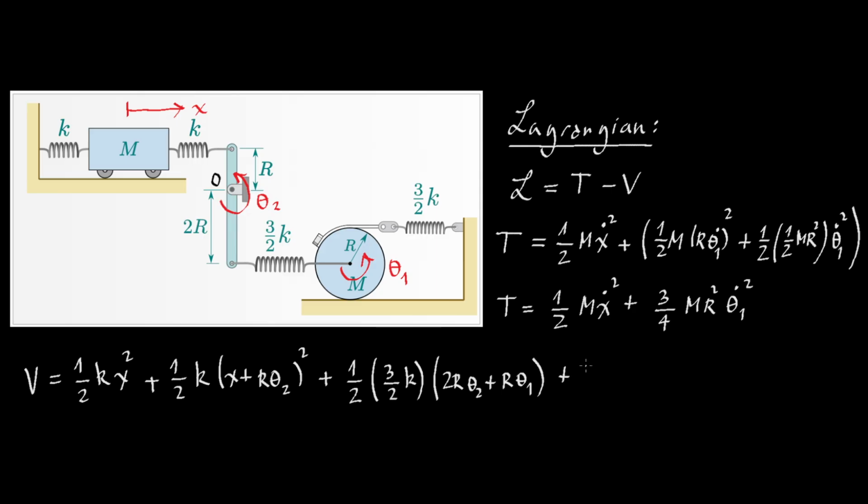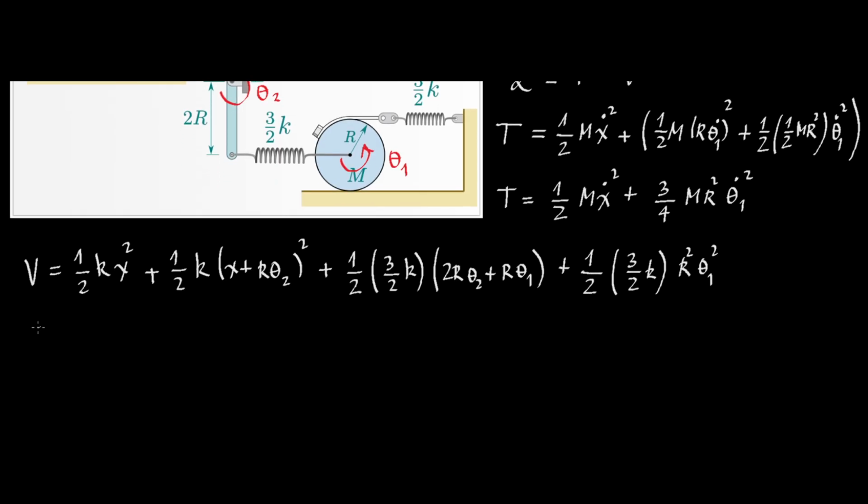And finally, for the fourth spring it is 1/2 times 3/2 k times, well, in this case, this spring will be elongated exactly the same distance as the displacement of the center of the cylinder, which in our case is r theta 1. So this will be r squared theta 1 squared. There it is, the potential energy of the system. Now we can simplify this whole expression.